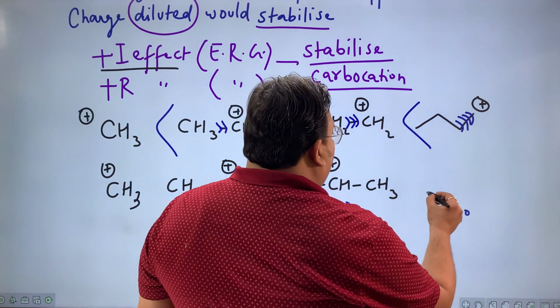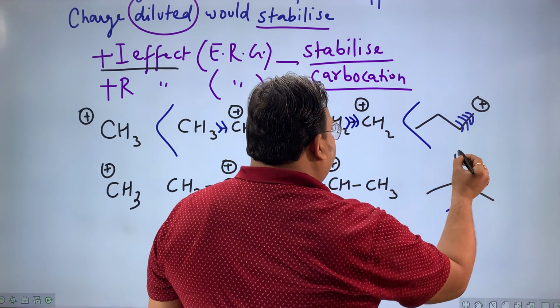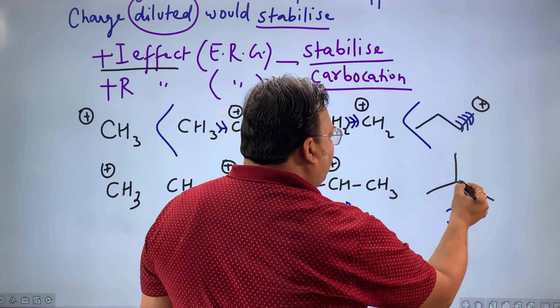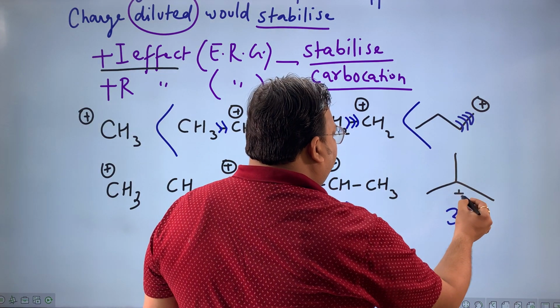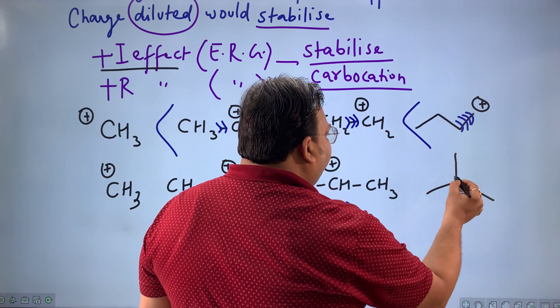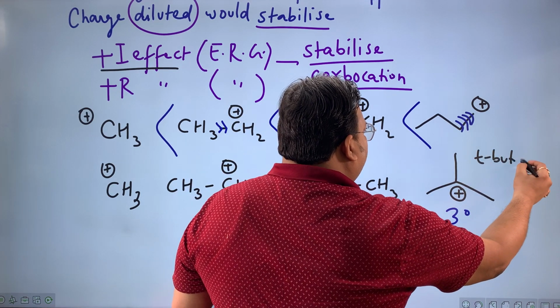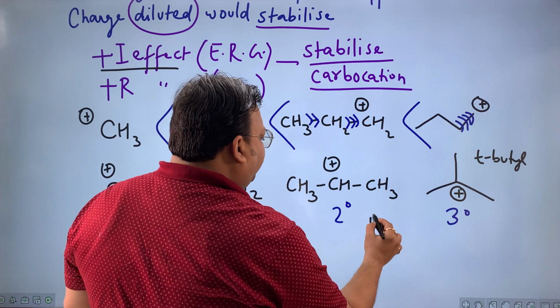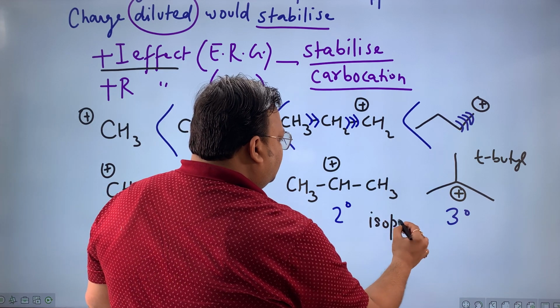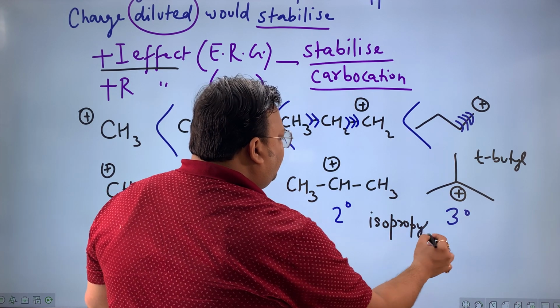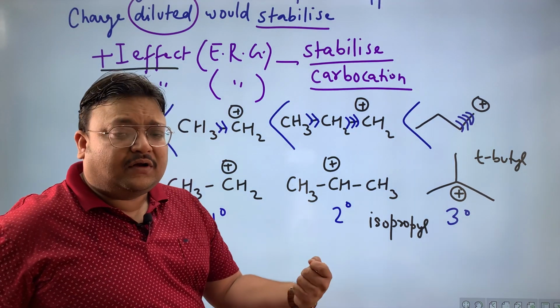I'll prefer drawing the bond line form now. Naturally, this is CH3, carbon at the center, a positive here, and because this positive is on a 3 degree carbon, you can call it tertiary butyl. And this one, isopropyl for the time being. So 1 degree, 2 degree, 3 degree, depending upon the carbon which is bearing the positive charge.